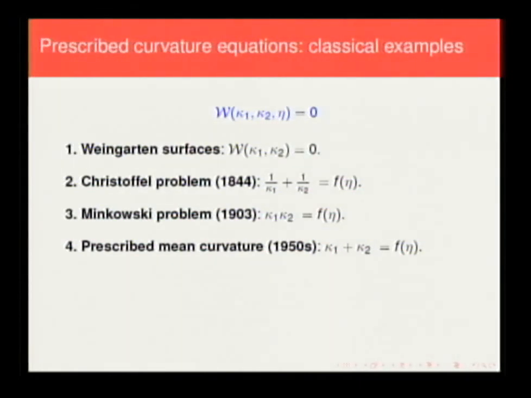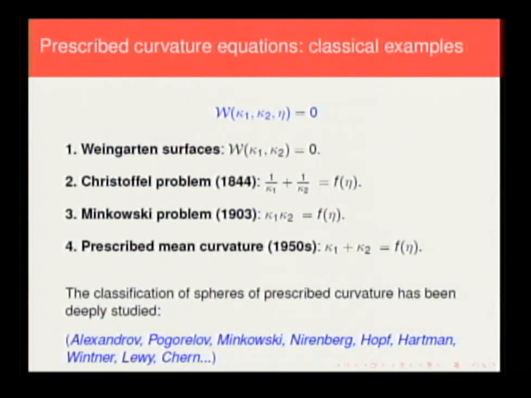The problem is to determine an ovaloid such that the Gaussian curvature is equal to a certain function depending on the unit normal. And also the prescribed mean curvature: the problem is to describe the surfaces such that the mean curvature is a certain functional depending on the normal. The classification of spheres of prescribed curvature has been deeply studied by different authors. For instance, this one, but of course many others.